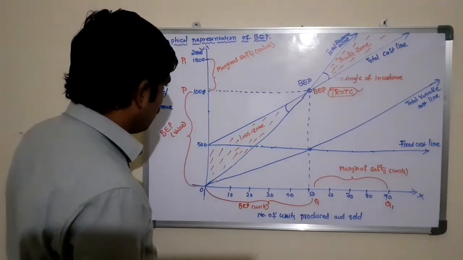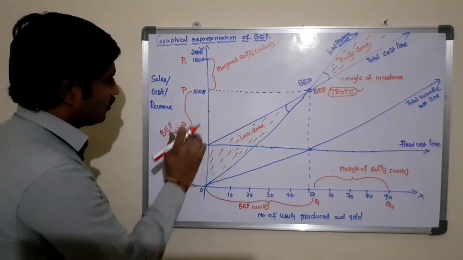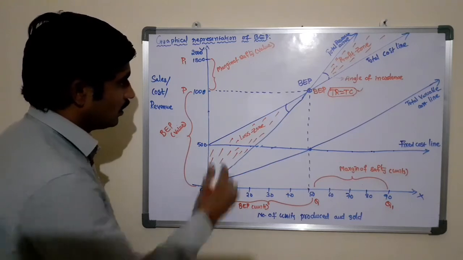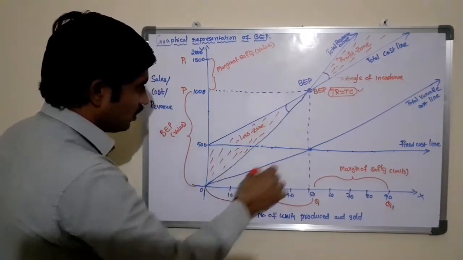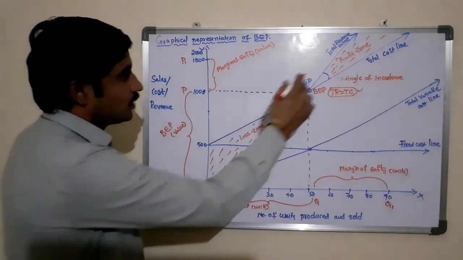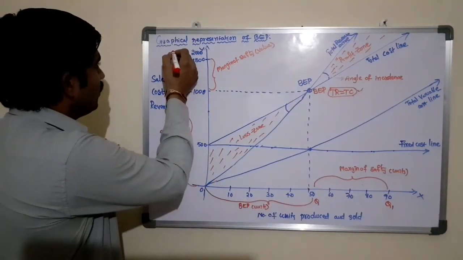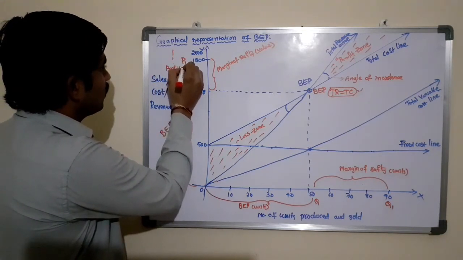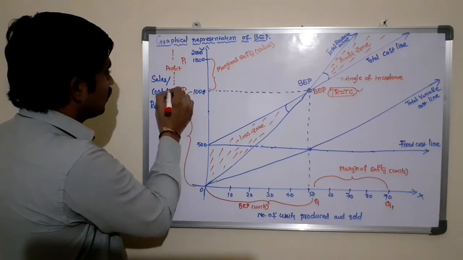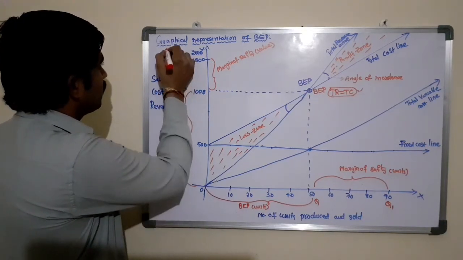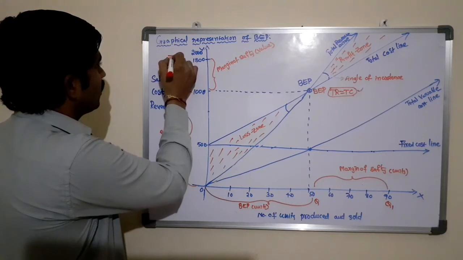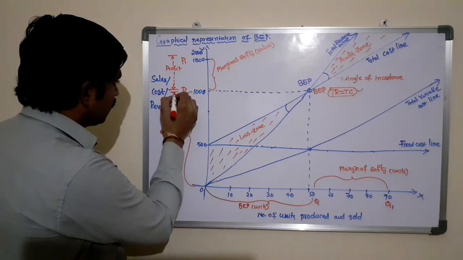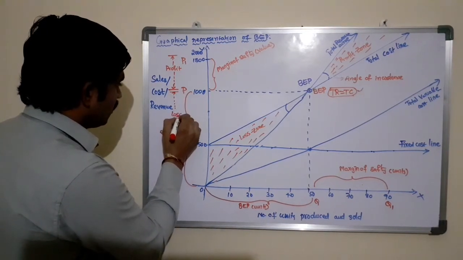If you see, up to 1000, the company is incurring losses. Up to this is the loss zone. This is the loss zone and this is the profit zone. This is the profit zone till 1800, and this is the loss zone.